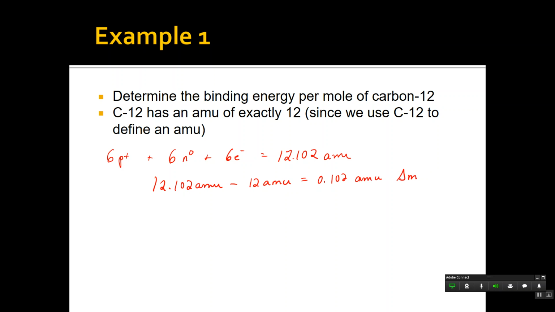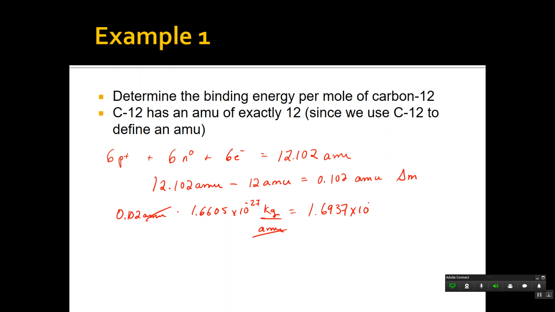So I know that 0.102 AMU multiplied by 1.6605 times 10 to the minus 27 kilograms per AMU. My AMUs cancel each other out, and so now I can get my mass in kilograms. Can someone give me an answer for this? Kilogram. All right. Perfect. Now I can use that in E equals MC squared.